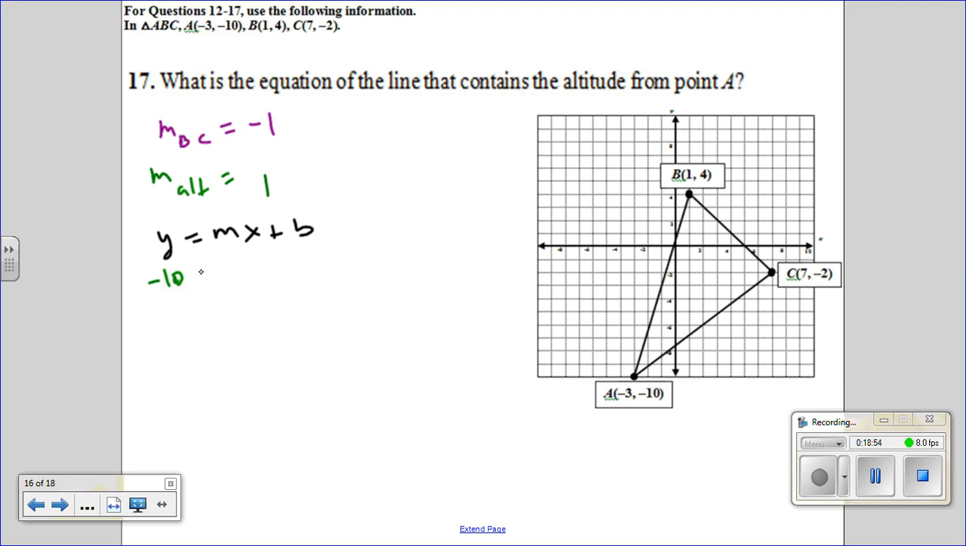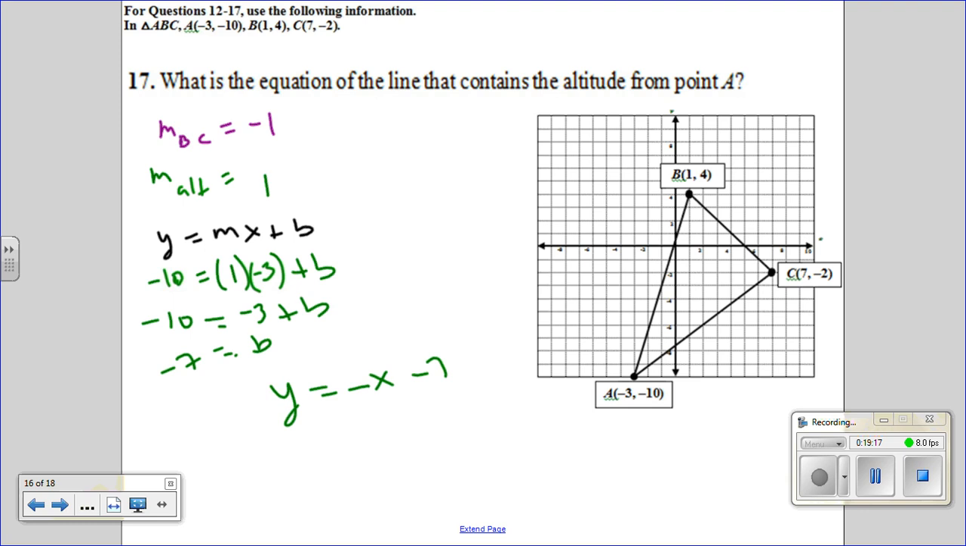I'm almost done. All right, negative 10 equals positive 1 times x, which is negative 3, plus b. So that's negative 10 equals negative 3 plus b. Add 3 to both sides, so that gives you negative 7 equals b. So the equation would be y equals x minus 7. And this should conclude.